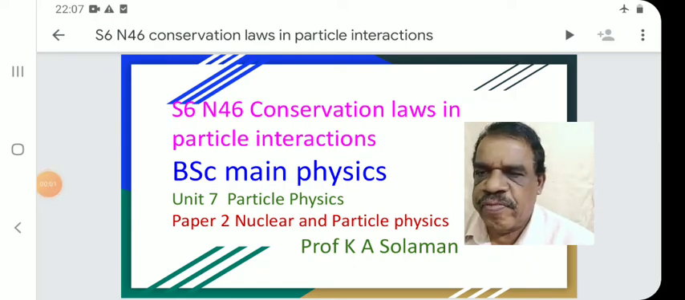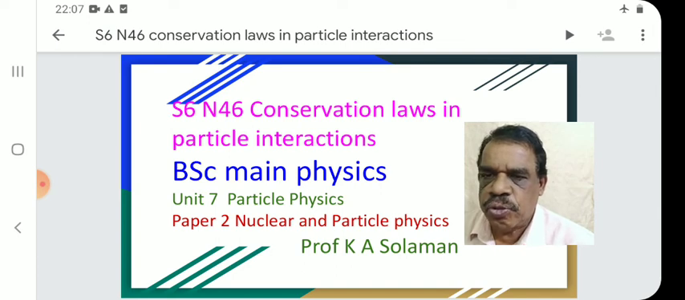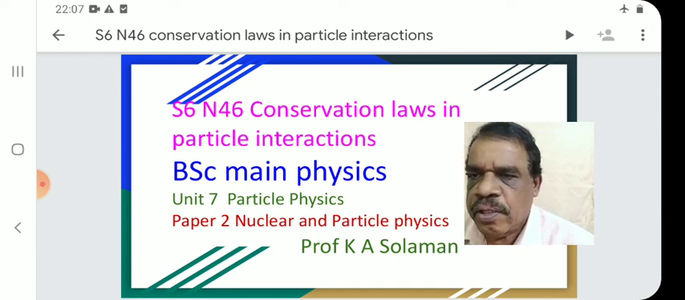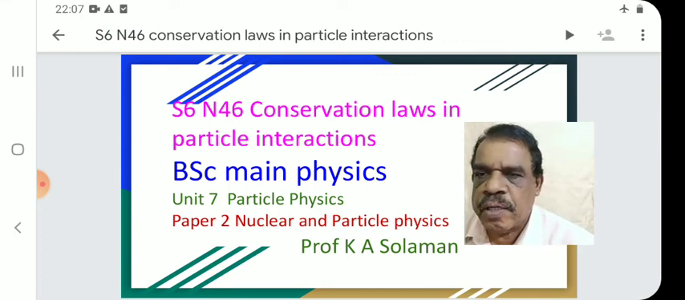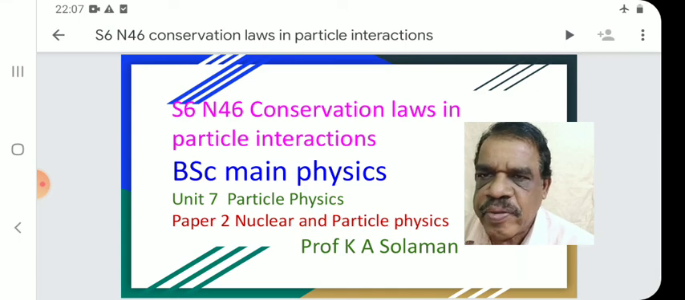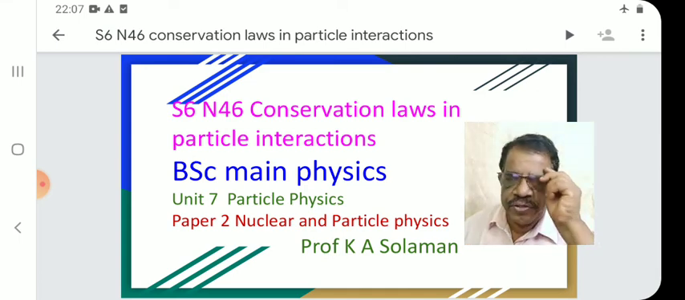Welcome to BSc Main Physics, Semester 6, Paper 2, Nuclear and Particle Physics. The unit is Particle Physics and the topic is Conservation Laws in Particle Interactions. Conservation Laws in Nuclear Interactions, class number N46.